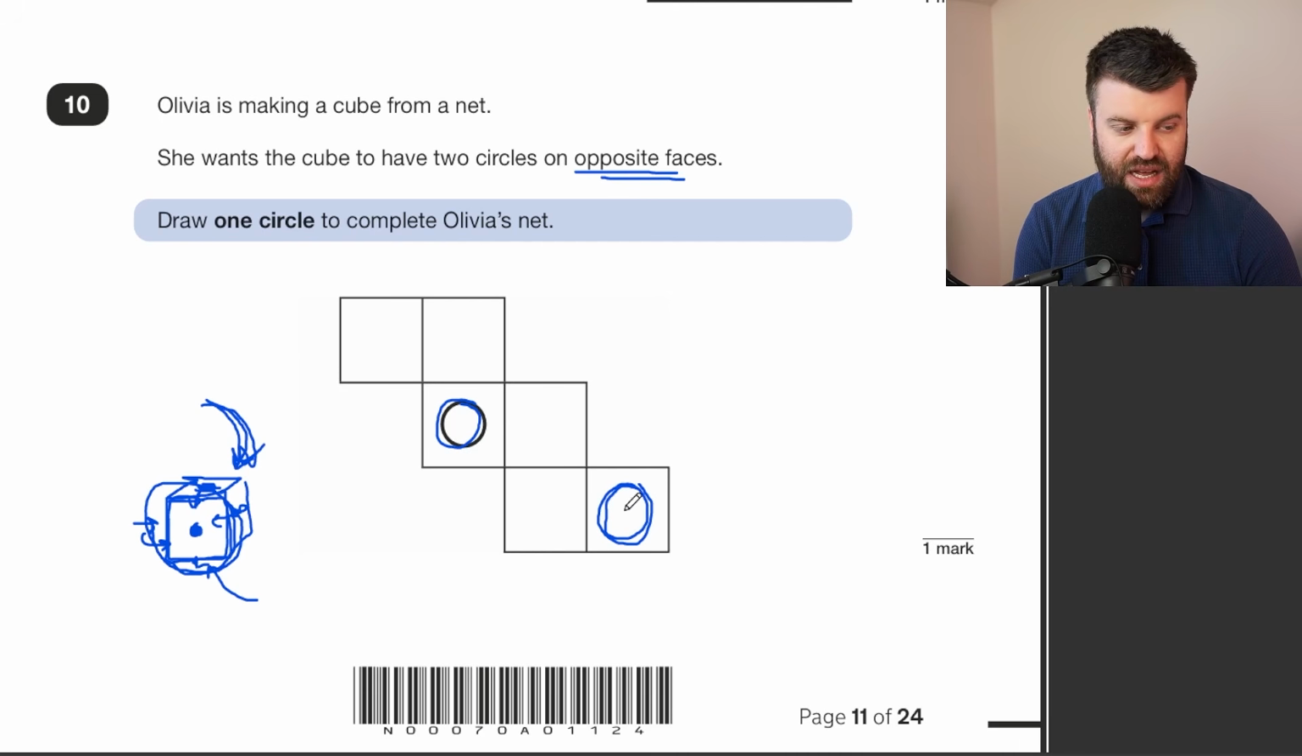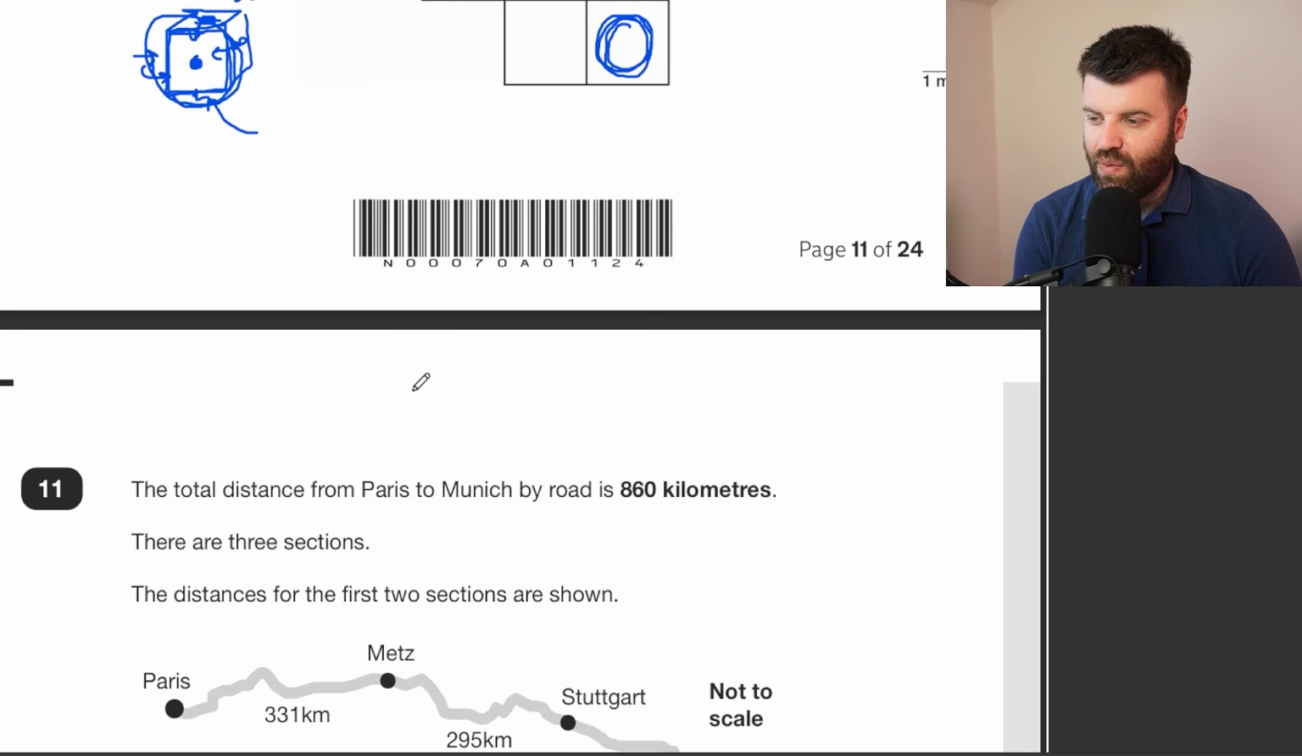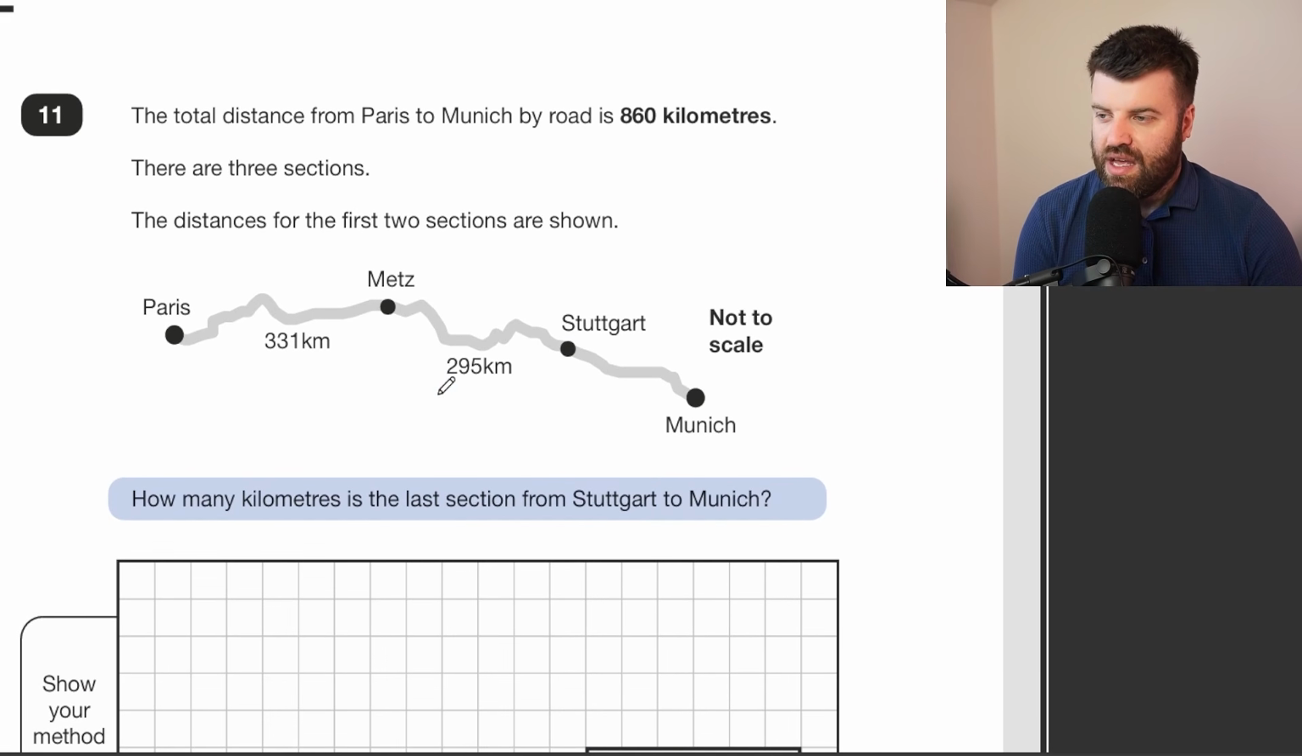But if they're opposites, they can't touch. So this is the only place where that opposite face can be. What an interesting question. Question 11.